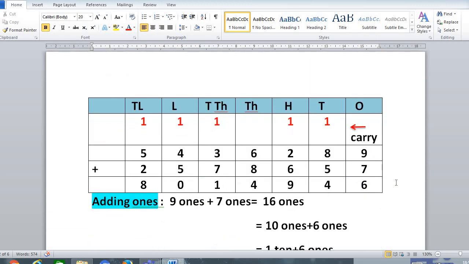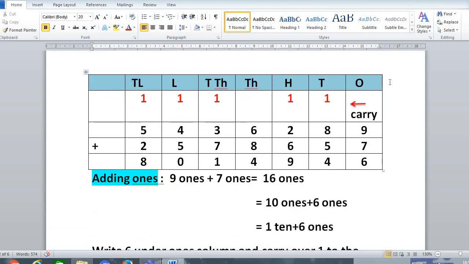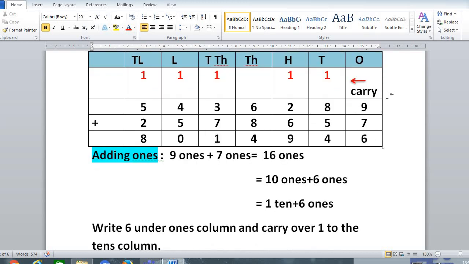Now look at this example here. So always write the place value first: ones, tens, hundreds, thousands, ten thousands, lakh, ten lakh. Now write the first addend, that is 54 lakh 36,289, plus the second addend, 25 lakh 78,657. So now we have to add, first the ones column. Look at the ones column first. 9 ones plus 7 ones, that is 16 ones.